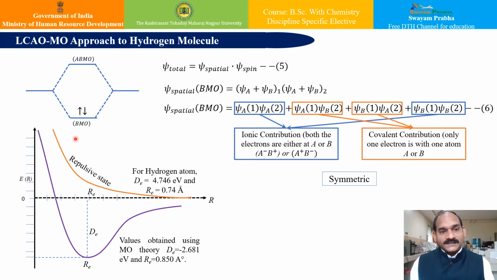In this psi plus state, that is the bonding molecular orbital, these two electrons will pair up with opposite spins. Now the total molecular wave function will include both the spatial and spin functions, and this will be indicated by equation number 5. Now we know that according to the Pauli exclusion principle, the wave function must be antisymmetric with respect to the exchange of two electrons. This we have seen earlier. Therefore, the spin part of equation number 5 is important.